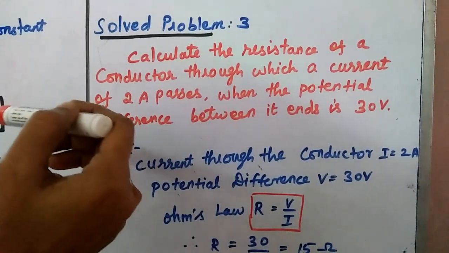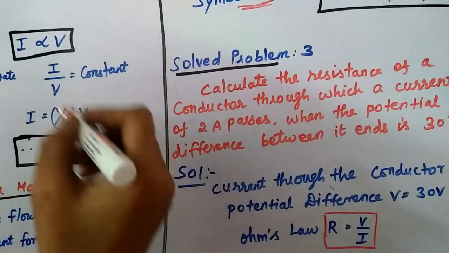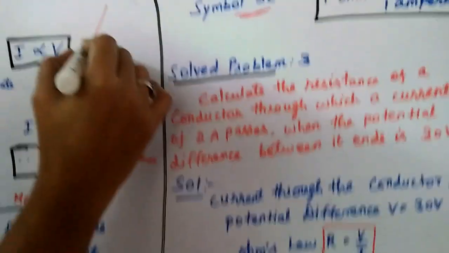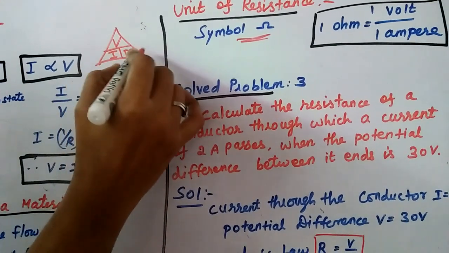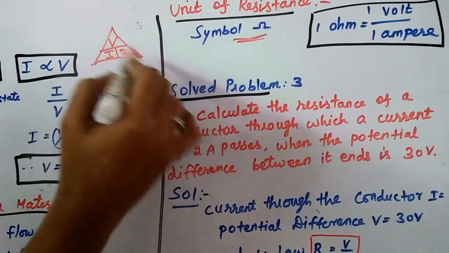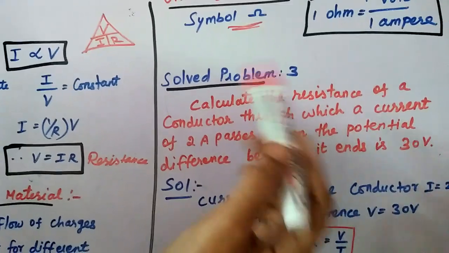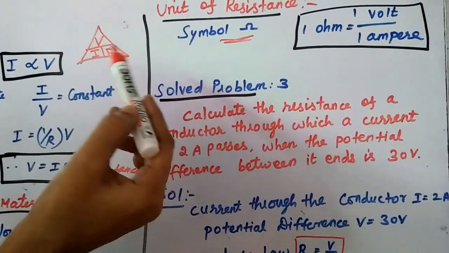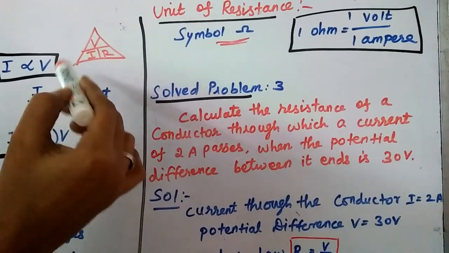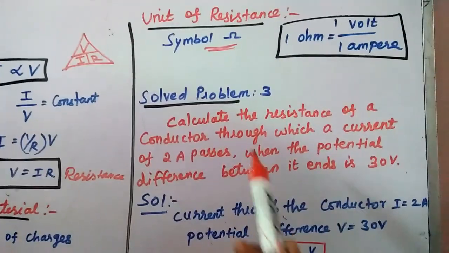We want to know the resistance formula. We know the formula: V is equal to IR. So R is V divided by I. If you get these symbols, you can easily solve whatever they ask. Resistance, current, voltage, whatever they ask, you have to read this and easily solve the problem.